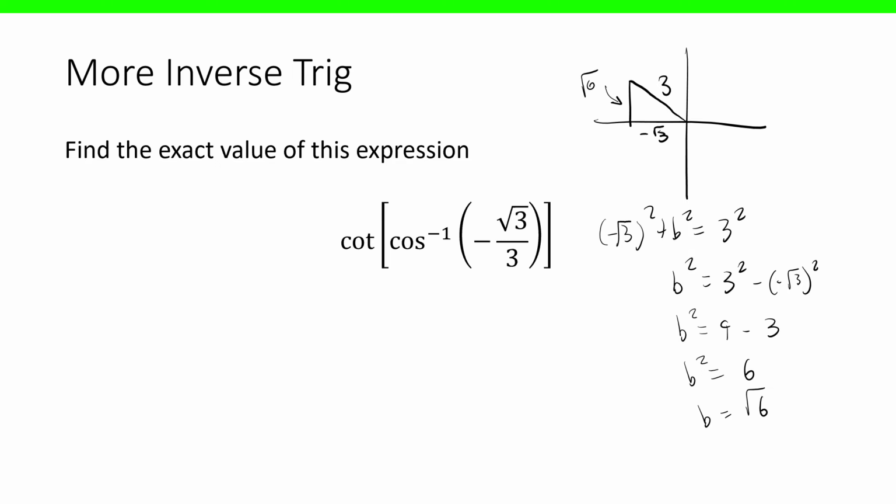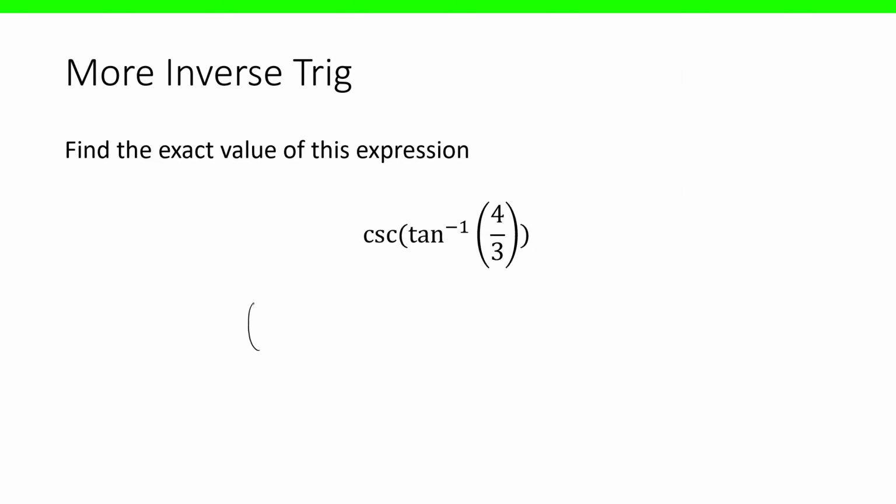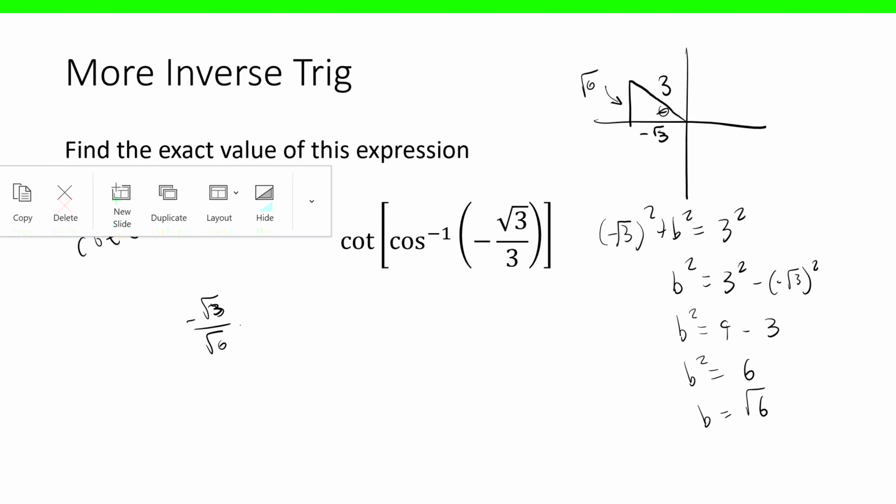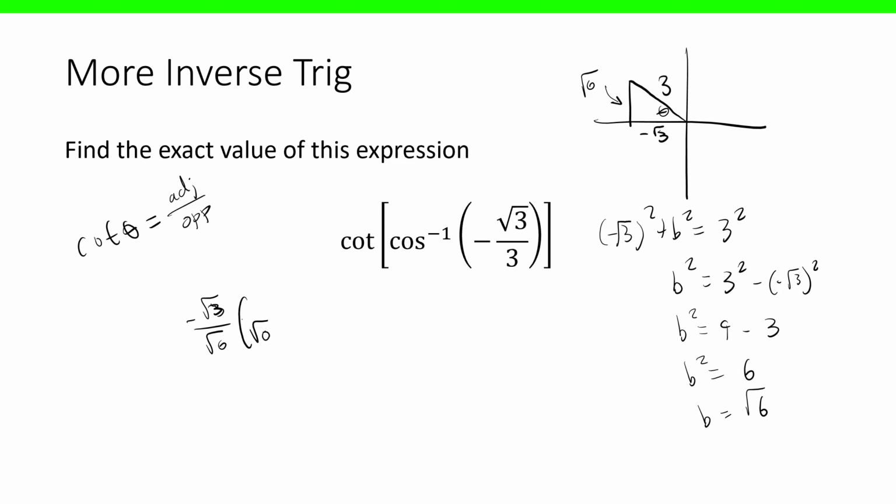And then we want the cotangent, which is equal to the adjacent divided by the opposite, right? So adjacent of this angle theta is negative root 3. So we have negative root 3 divided by the opposite of square root of 6. We do a rationalization here.